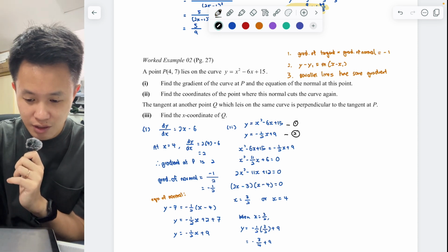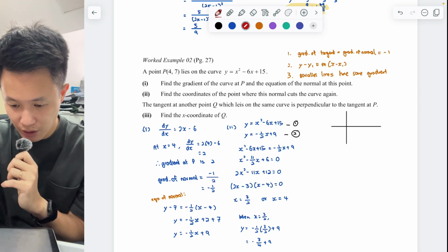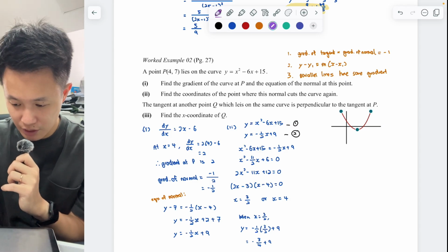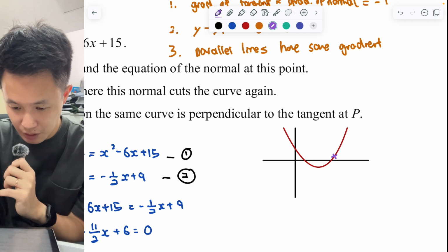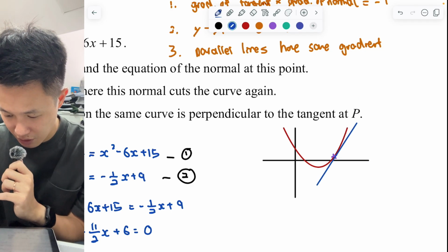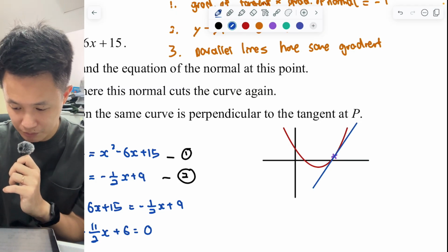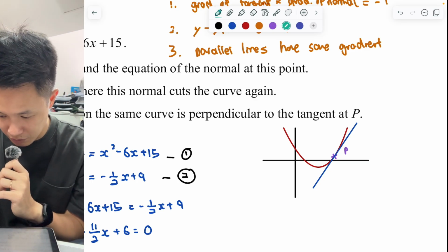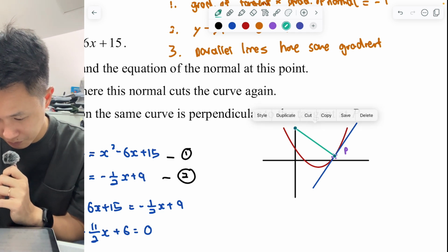So how does this really look like? I'm just going to quickly draw this here, assuming that this is the equation. Okay, and assuming here that this is P. Okay, this is the tangent. Just roughly draw a tangent. Hopefully it looks like a tangent. Okay, the blue line is the tangent at P. I'm going to use a green line to draw the normal. So assuming this is the normal.